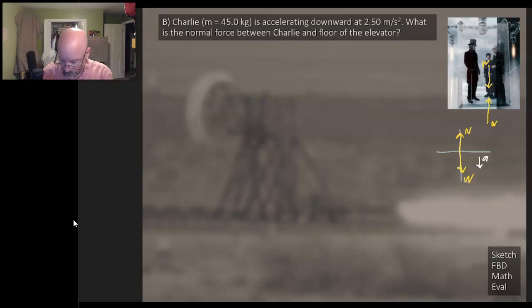Now I should add to my picture just a little bit because we know the mass is 45. It's good to get that out there. And we know that our acceleration downward is 2.5. Okay, so I got all that information copied down there. I'm ready to use it. So it says, what is the normal force between Charlie and the floor of the elevator? In other words, as the elevator pushes upwards on him, what's the amount of that push? Okay, so what's that normal force?